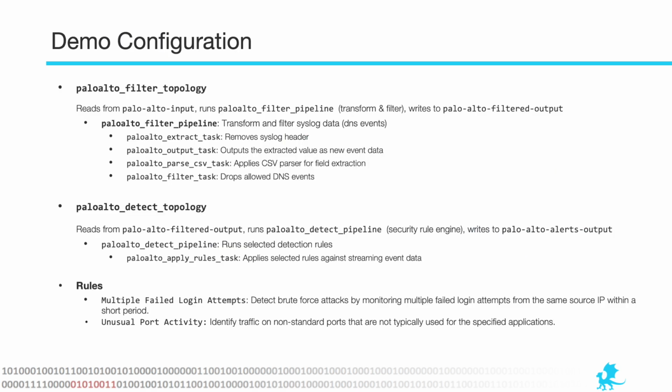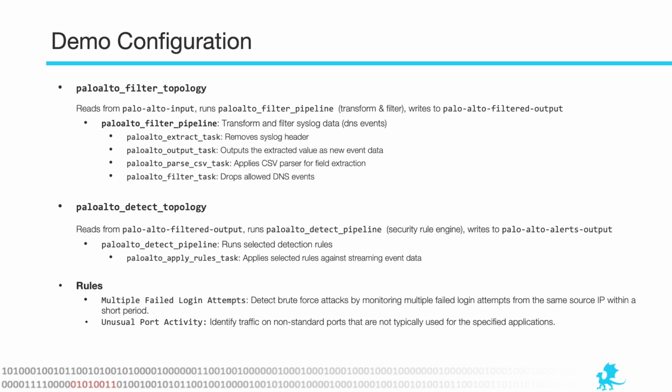Here's a closer look at how the demo is configured. In the Palo Alto filter topology, we read from the Palo Alto input topic and run a pipeline that transforms and filters syslog data, specifically focusing on DNS events. This topology has 4 tasks defined. The Palo Alto extract task removes the syslog header. The Palo Alto output task outputs the extracted value as new event data. The Palo Alto Parse CSV task applies a CSV parser for field extraction. The Palo Alto filter task drops allow DNS events, ensuring only relevant data is passed along.